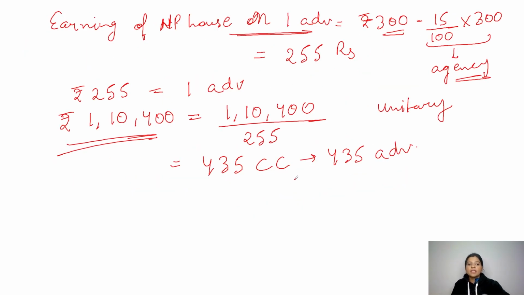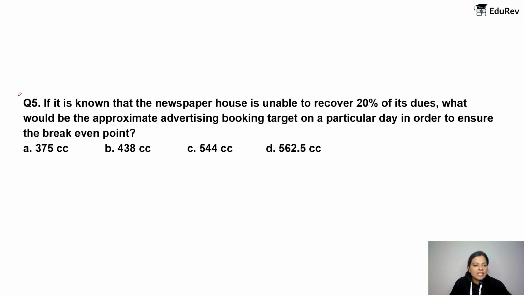Also, another twist over here was that while calculating the earning of the newspaper house on one advertisement, which seems to be 300, is not actually 300. It is only 85% of 300, because 15% of 300 is given to the advertising agency from where the advertisement comes to the newspaper. So if you have not made any error, you will easily get this answer, and congratulations. If you have not made the error, you have cracked one of the CAT PYQ. Okay, let's read the next part of the question.